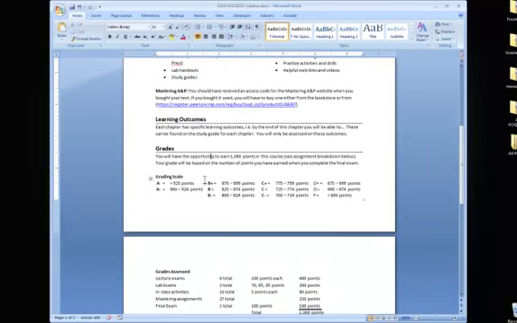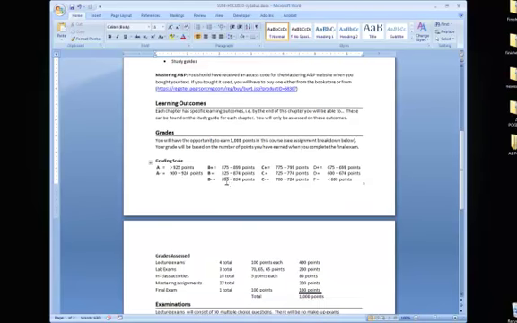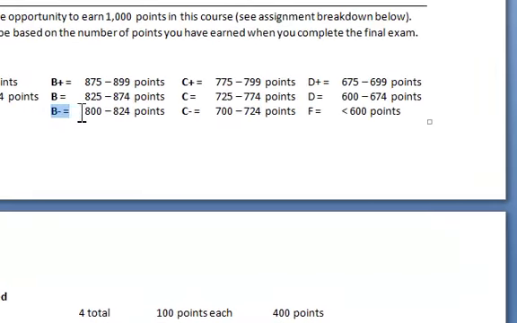Now, at the end of the course, you will have had the opportunity to earn about 1,000 points. I say about because there's actually some little extra credit assignments in there, so it's theoretically possible to earn more than 1,000 points. And so this is how the grades will be assigned. If you end the semester with somewhere between 800 and 824 points, you will be assigned a B- grade for the class.